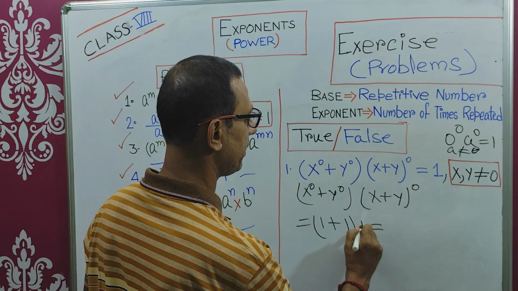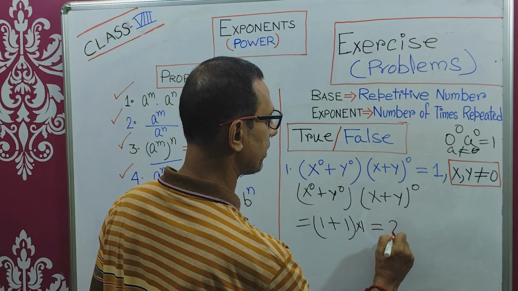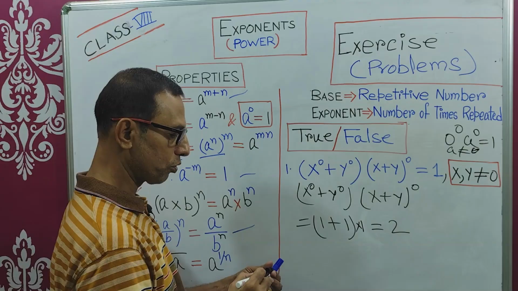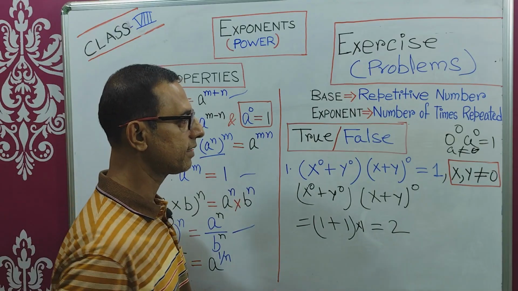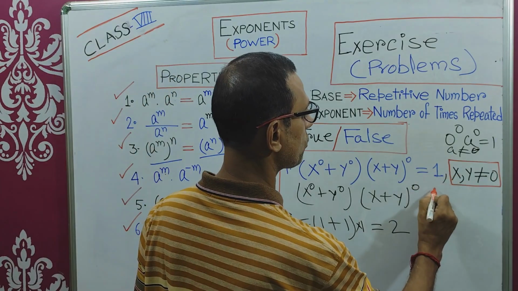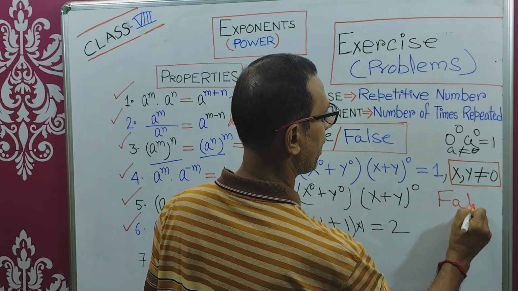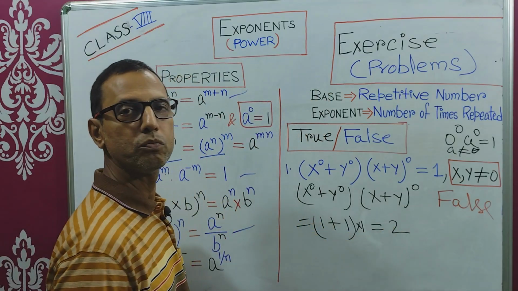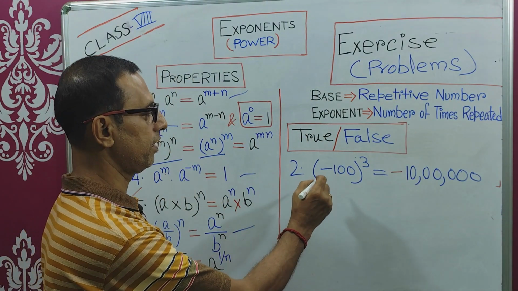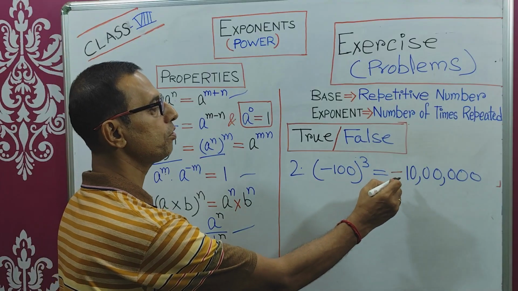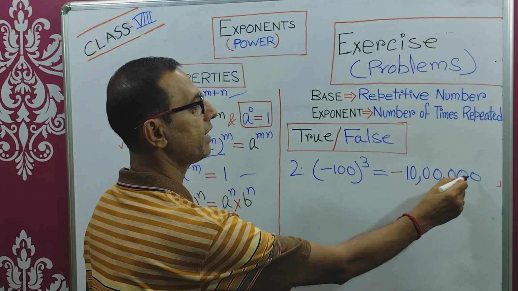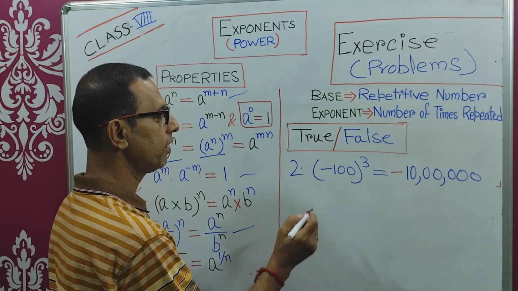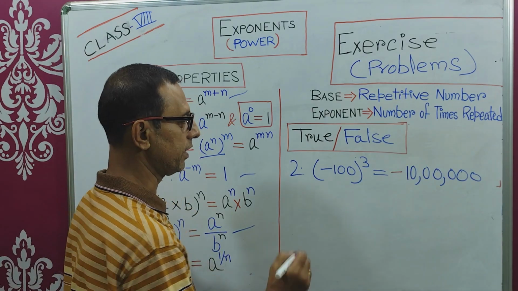So basically it is 2 into 1, that is 2. So the value is 2. So equals to 1, that is the false statement. So this one is false. The actual value is 2. Next true false statement is minus 100 whole cube equals to minus 10 lakhs, 6 zeros after 1, right? So whether it's a true or false statement, let's see.